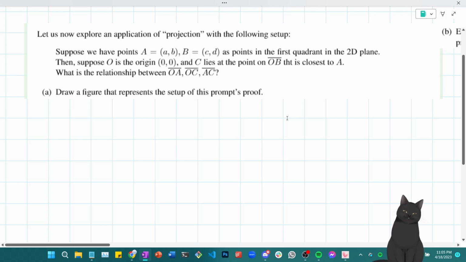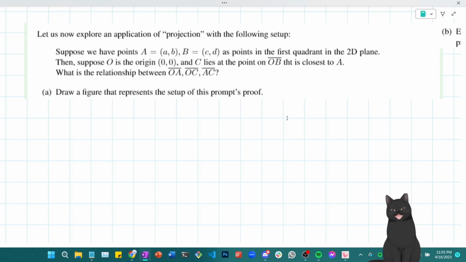Welcome to the walkthrough for worksheet 10 question 4. This is the last question of the worksheet, which means your mentor might not have reached here. But this question is a proof of the Pythagorean theorem, which you can see from the question title. It's Pythagorean pain. Anyways, let's move on to part A of the question.